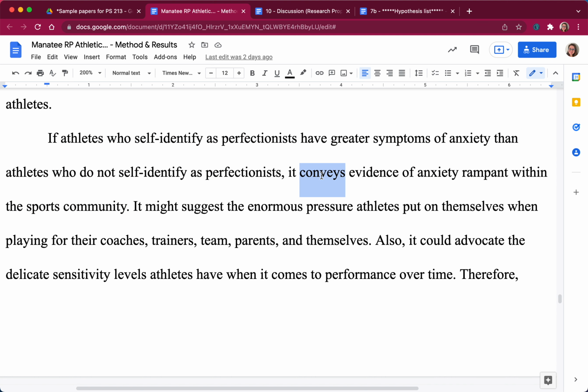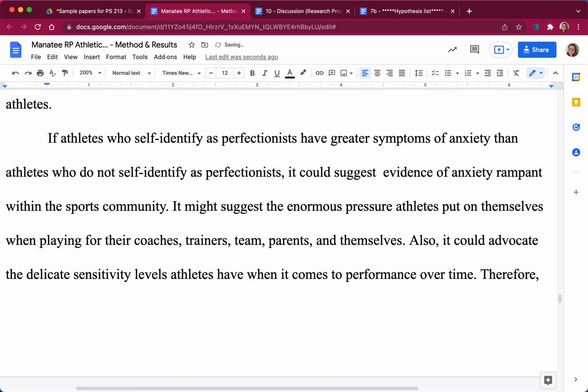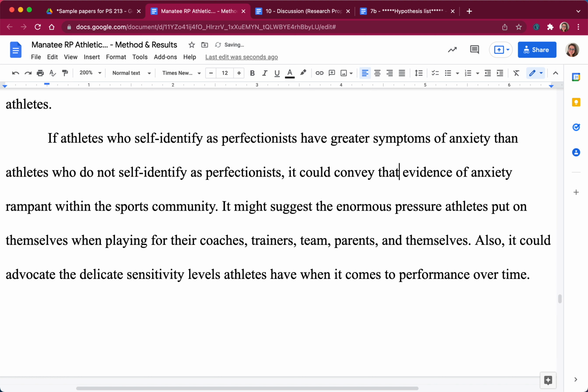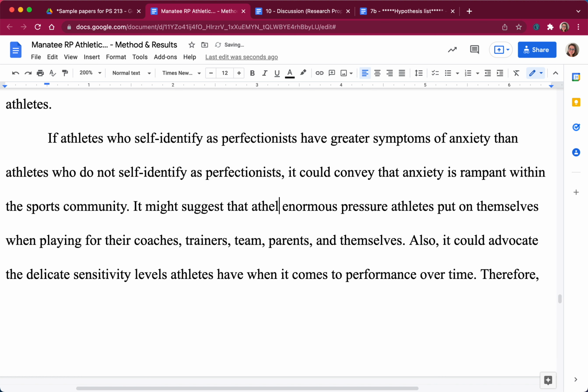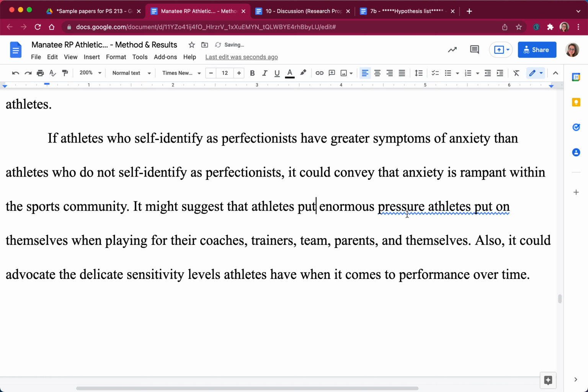It could convey that anxiety is rampant within the sports community. I might rewrite that: athletes put enormous pressure on themselves.